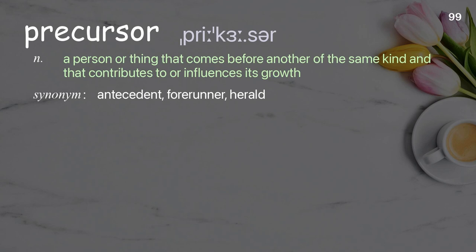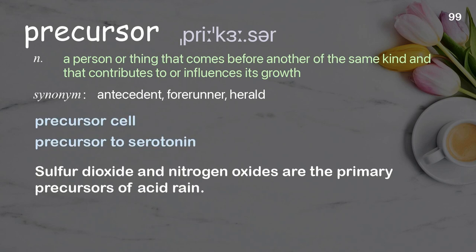Precursor. A person or thing that comes before another of the same kind and that contributes to or influences its growth. Examples: precursor cell, precursor to serotonin. Sulfur dioxide and nitrogen oxides are the primary precursors of acid rain.